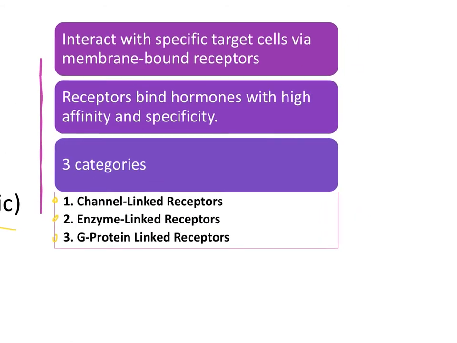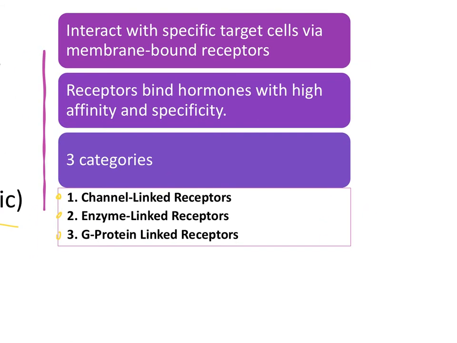I'm just going to scoot this over so I can give you the big picture, and then we'll get right into it. Okay, so when we're looking at channel linked, we're going to be looking at glucose as the signaler, which is going to trigger the release of insulin. And the way that it does that is through a channel-linked receptor. And then we're going to look at insulin being the hormone.